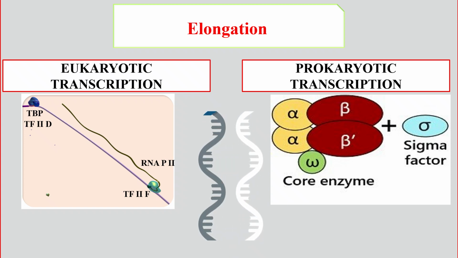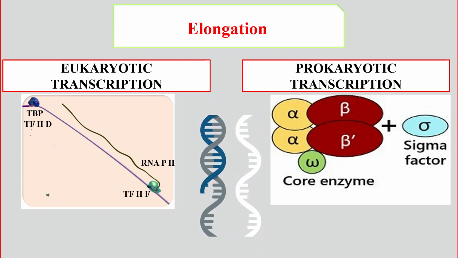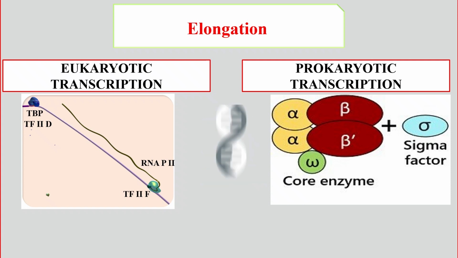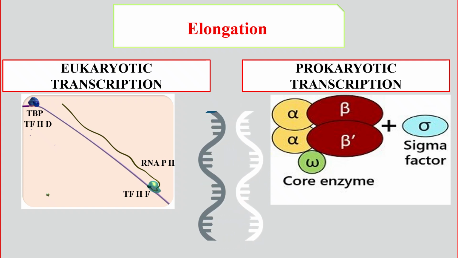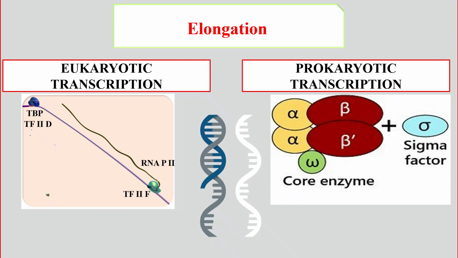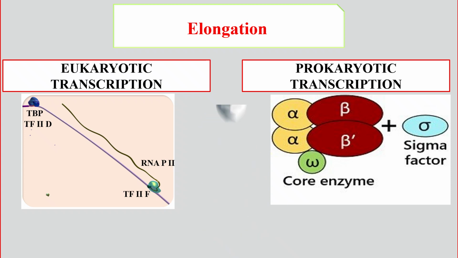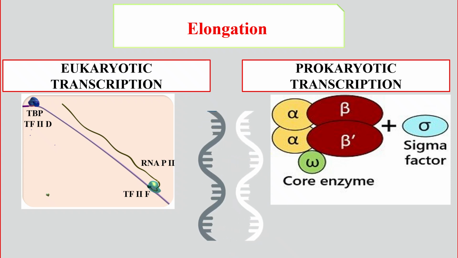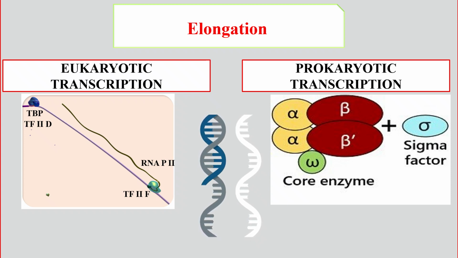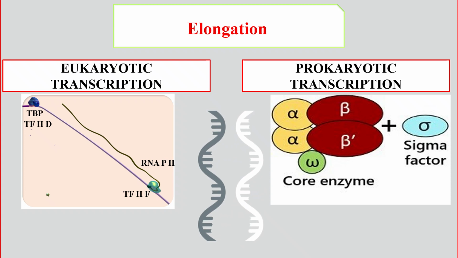The difference between the eukaryotes and the prokaryotes is that in eukaryotic transcription, when the RNA polymerase starts the elongation step and keeps on adding the new nucleotides, all the transcription factors will dissociate from the RNA polymerase, except for transcription factor 2D.